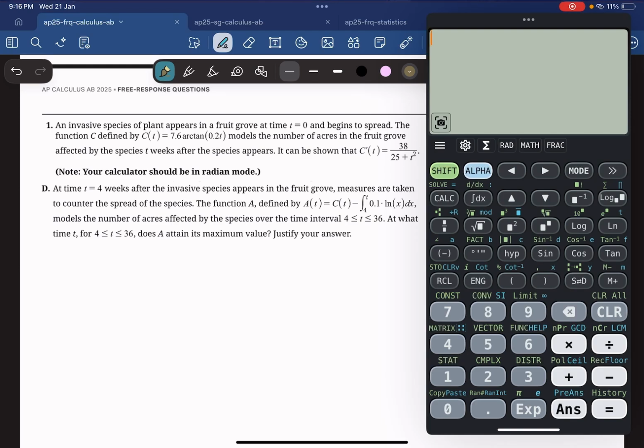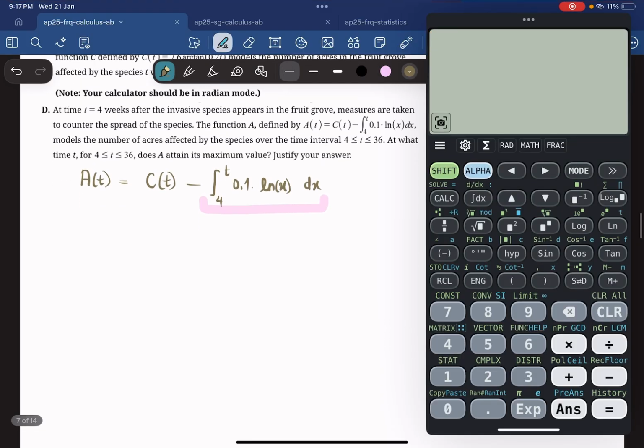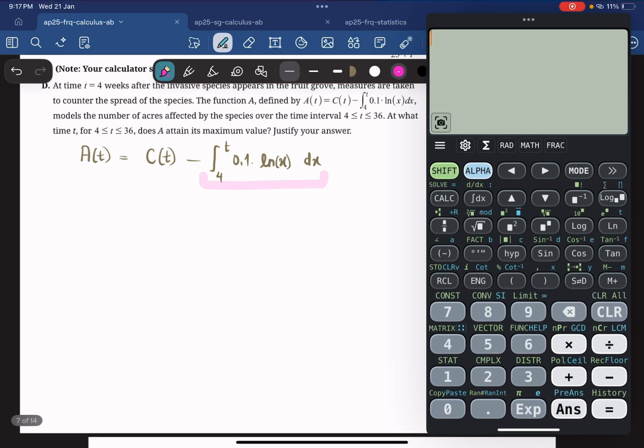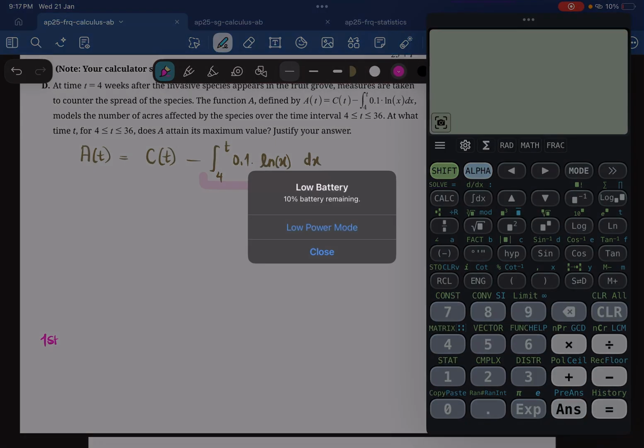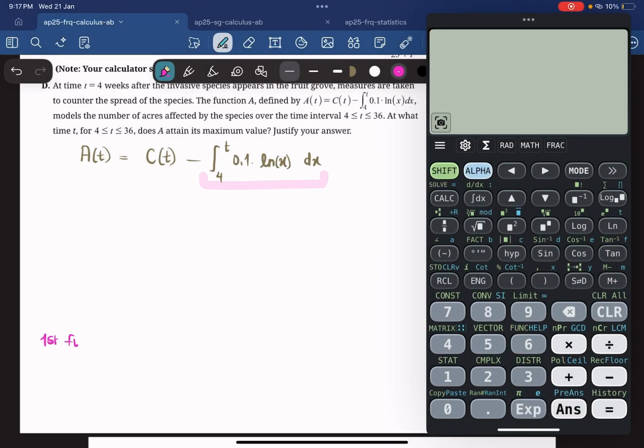The function A defined by A of t equals, so I like to write it down, A of t equals C of t minus the integral from 4 to t of 0.1 ln x dx, right? So what does this remind you of, this integral here from 4 to t of 0.1 ln x dx? This is the first fundamental theorem of calculus. So before continuing to read the question, let's write the rule for the first fundamental theorem of calculus, or principle of calculus.